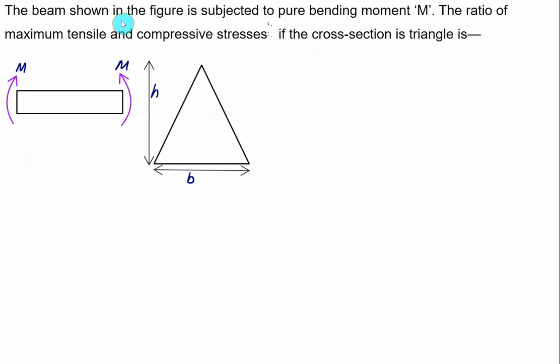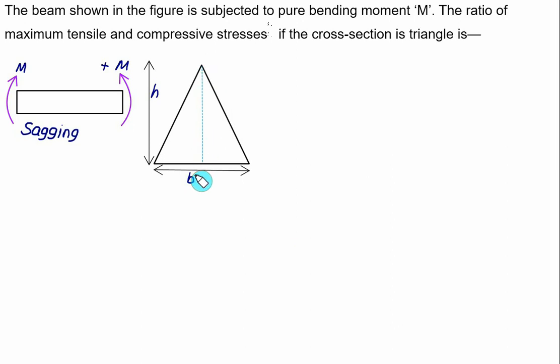The beam shown in the figure is subjected to pure bending moment M. The ratio of the maximum tensile and the maximum compressive stress you have to find out. The cross section is a triangle whose base is equal to B and the height is equal to H. Now this was the case of sagging, so this value of M you have to take as a positive value. And the axis of symmetry is vertical in this case.